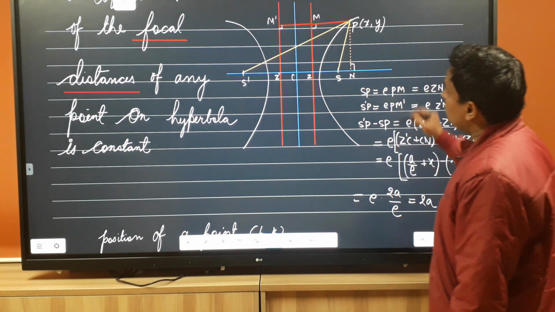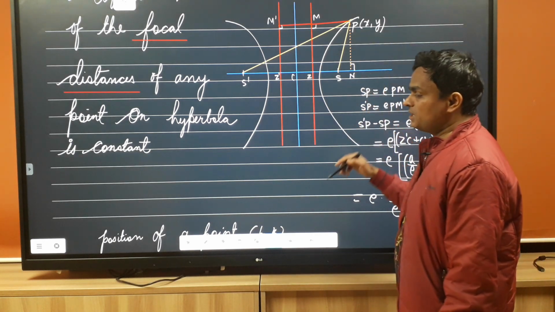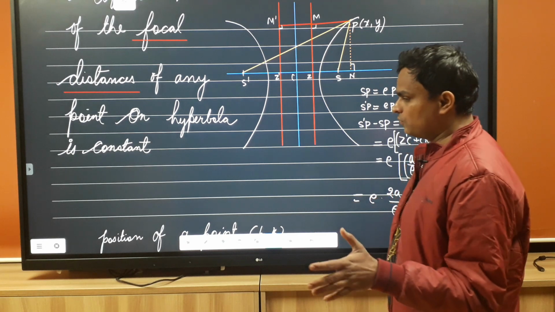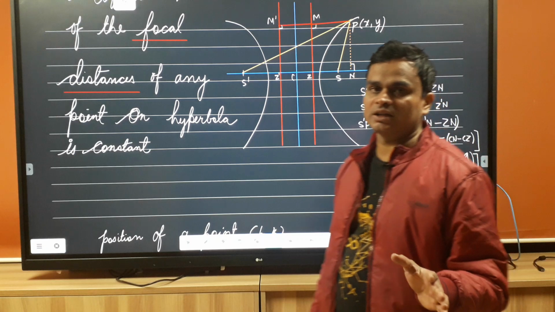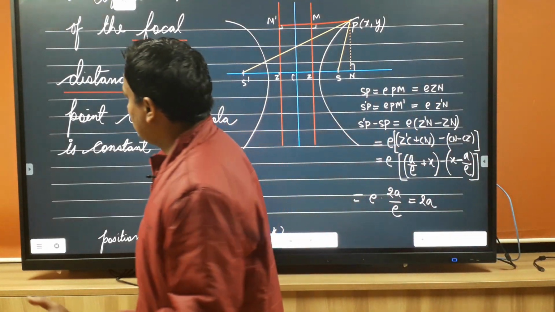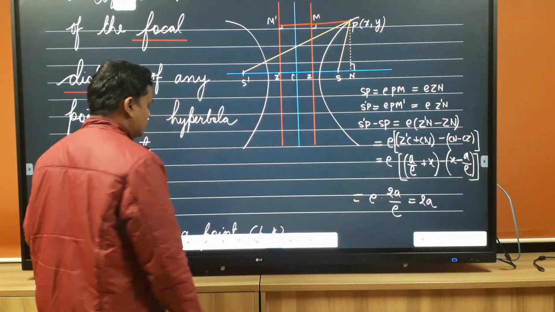If you take any point on the hyperbola and measure its distances from both the foci and subtract them, it will always come to be a constant, and that is equal to twice of a. I hope that this point is clear to you all.